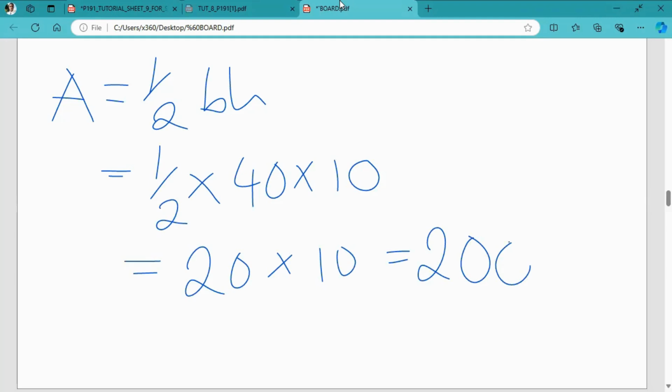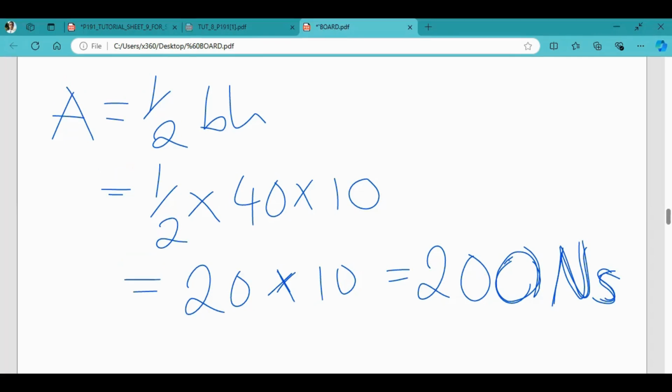And 200, since this is impulse, we have Newton second, force multiplied by the time, we have 200 Newton second. Did I just say per unit time? It's not per, because per will mean you are supposed to divide. So it's not per unit time, but it's Newton second, because we are multiplying.